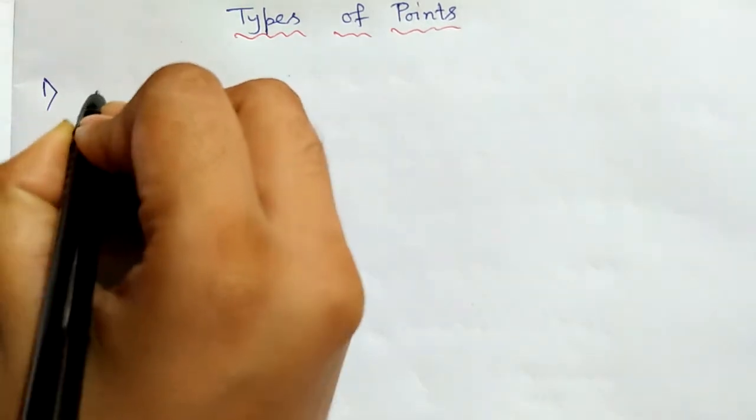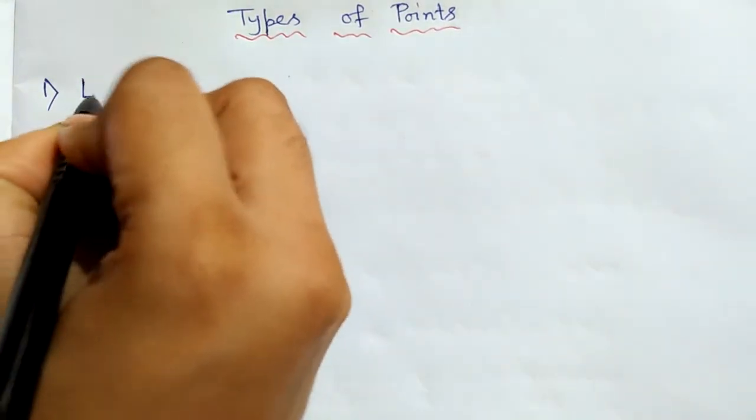Welcome to everyone. In our previous class, we discussed the types of points. So basically, we discussed interval, neighborhood and interior point. Today we shall discuss some other types of points. So let's start. Our first discussion is about limit point.